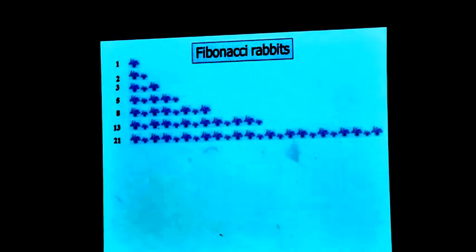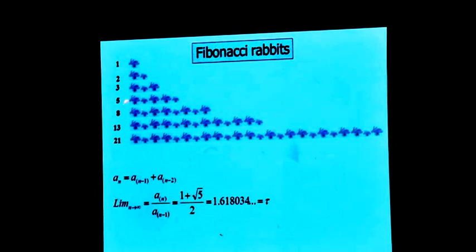Okay, we need to know two more things. Number one, on the left you see the number of rabbits in each month. In the first one we have one, in the third one we have three, then five, then eight, 13. 1 + 2 = 3. 8 + 13 = 21. 13 + 21, we will have 34. 34 + 21, we'll have 55. Okay? So the number of rabbits in each month equals the sum of the number of rabbits in the two previous months. This is what is written here.